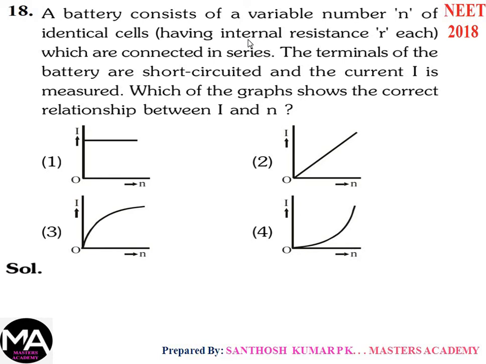We know that the current is given by I is equal to nE divided by nR, because here the cells are connected in series, each with internal resistance R. Therefore I is equal to nE divided by nR. So n cancels, and you will get E by R, which is a constant. Therefore the current is a constant in spite of the number n. Therefore the option is the first one, the graph which is a straight line.